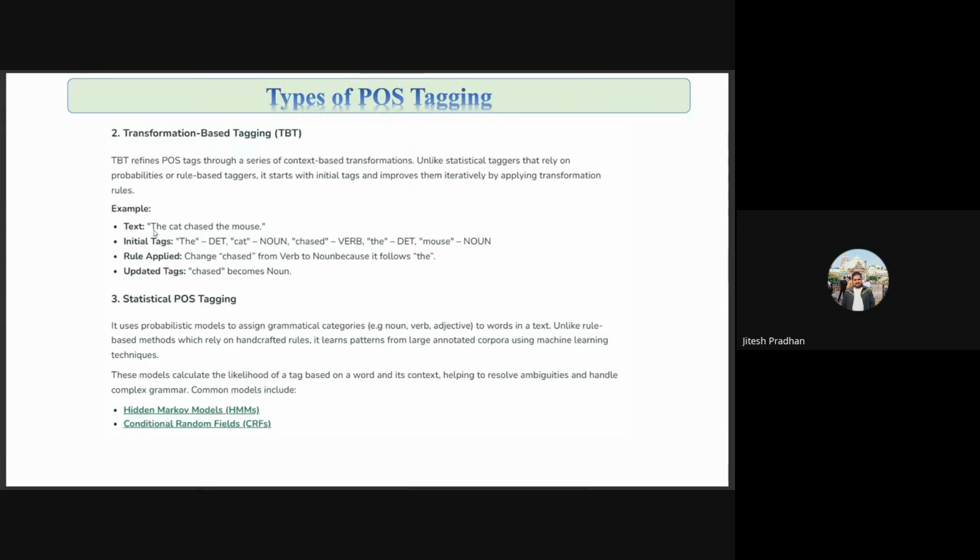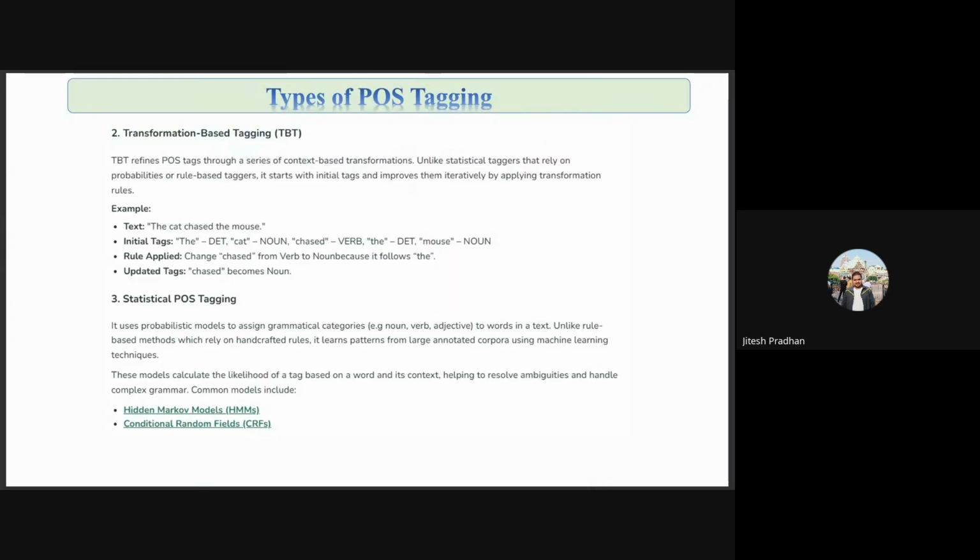Now let's take an example: the cat chased the mouse. The is a delimiter, cat is a noun, chased is a verb, the is a delimiter, mouse is a noun. This is the initial tagging. Now we will apply a rule and transform it. We will apply another rule: change chased from verb to noun because it follows the. We have done this transformation, so we will update the tag. Now chased will become noun. That is called transformation-based tagging.